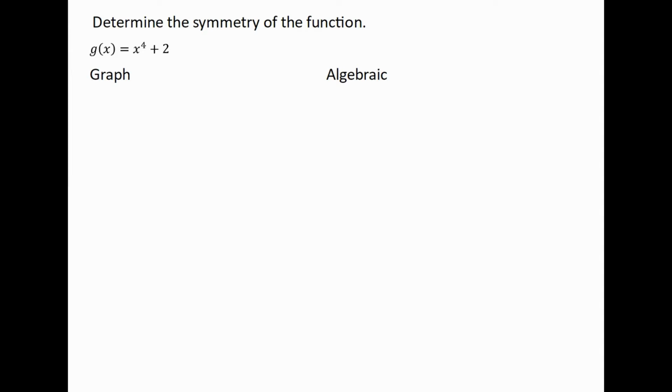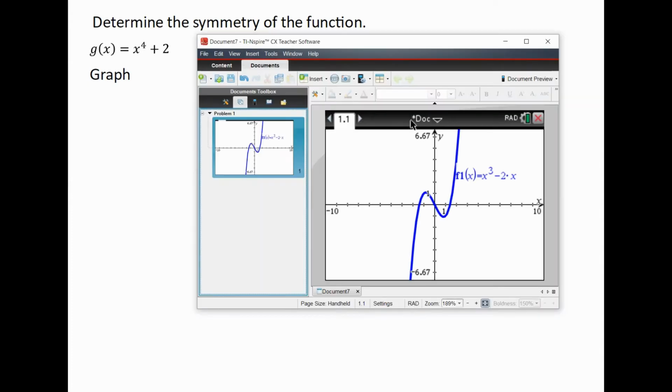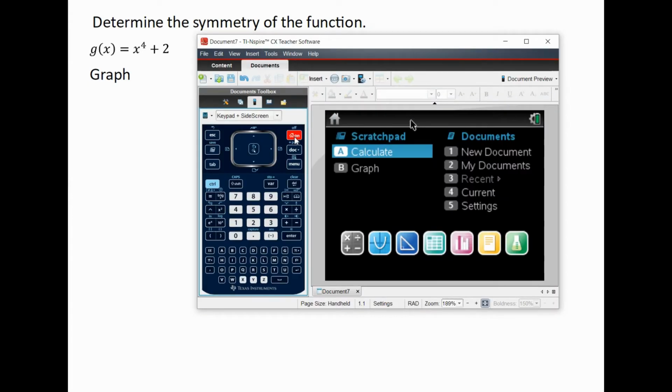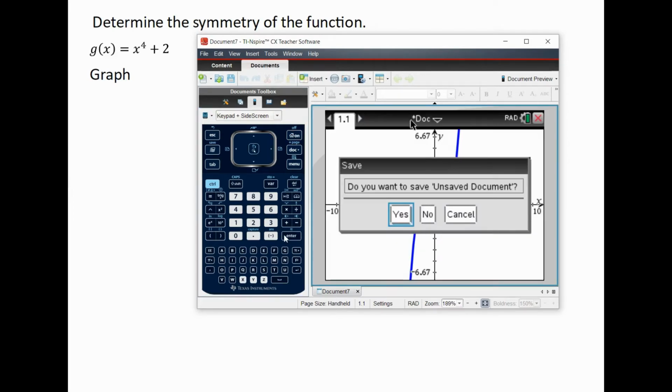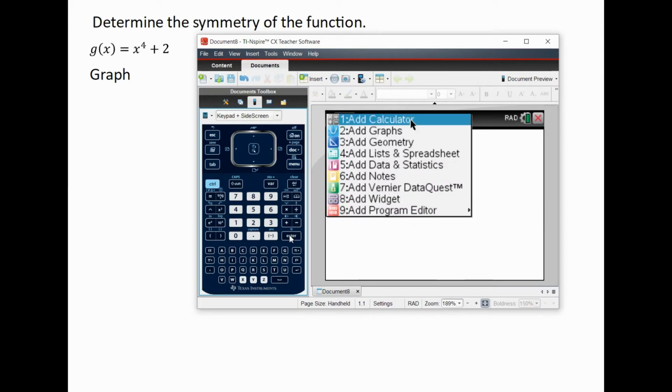Now if you're new to the Inspire, make sure you're looking at those keystrokes that get highlighted. So we're going to go home, we're going to go to new document. It's a good way to do it. I'll show you another way on our next problem. And when it says, do you want to save the unsaved document? You say no. We want to add a graph.